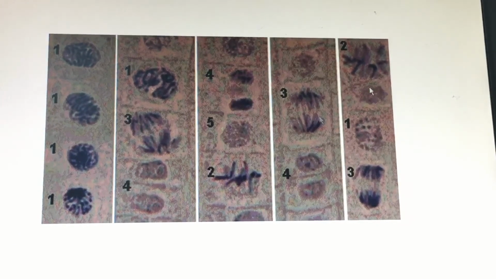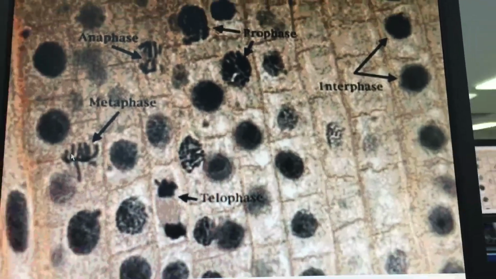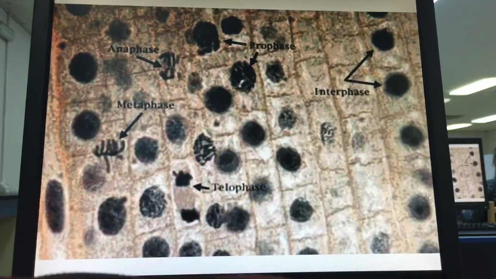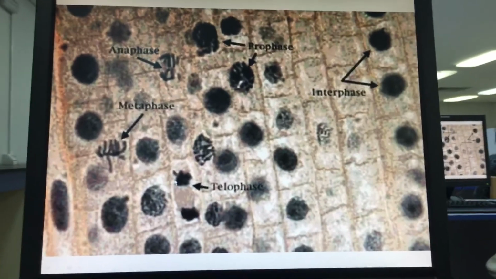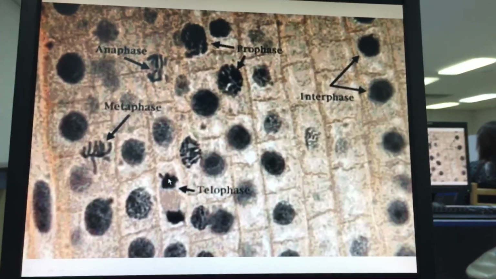Here's again the same thing. I guess you can all identify the different stages. Here the telophase is very clear, and the decondensation of the chromosomes back into chromatin mass is also clear.